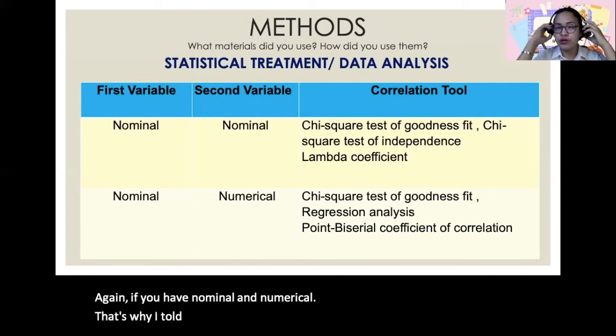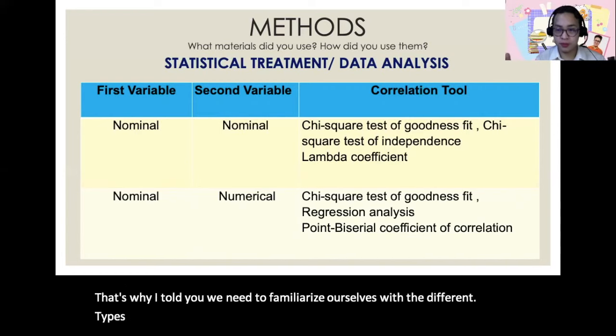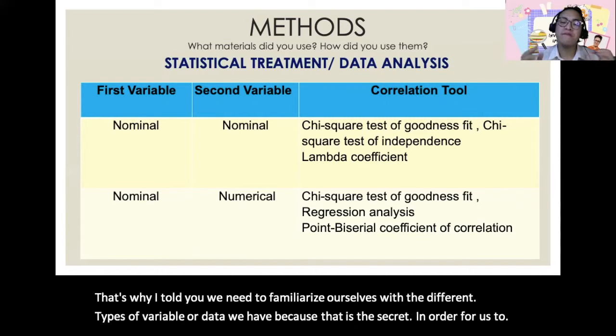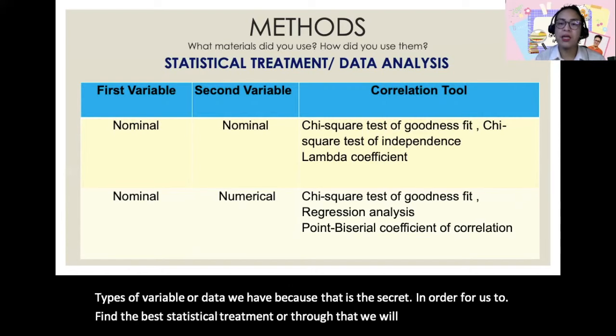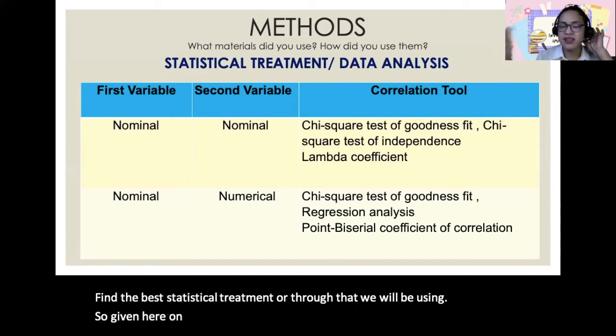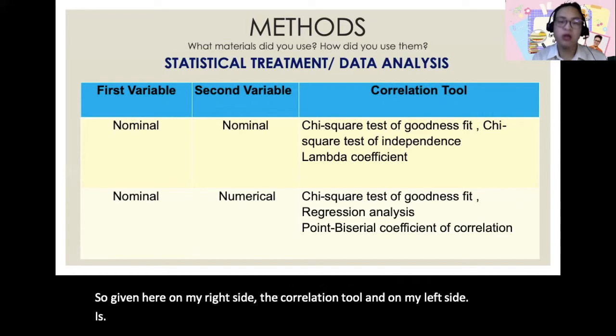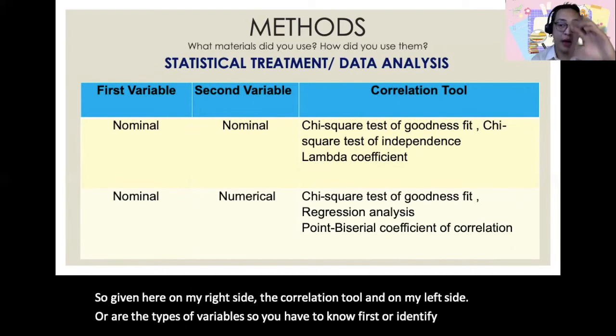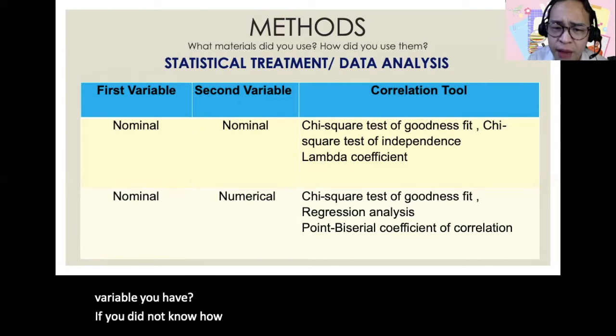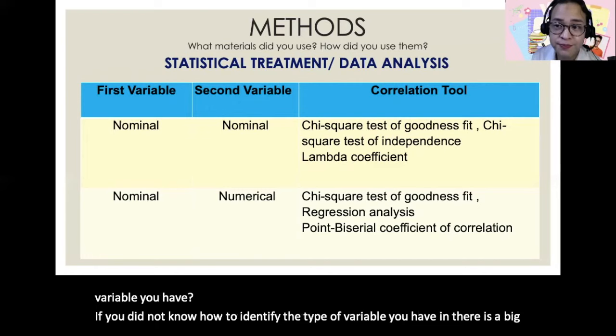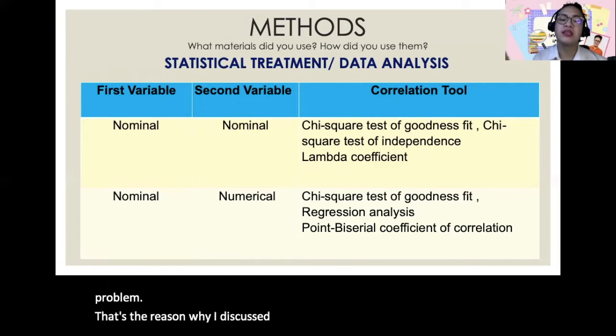That's why I told you we need to familiarize ourselves with the different types of variable or data we have, because that is the secret in order for us to find the best statistical treatment or tool that we will be using. So given here on my right side, the correlation tool, and on my left side are the types of variables. So you have to first identify the type of variable you have. If you do not know how to identify the type of variable you have, then there is a big problem. That's the reason why I discussed first the type of variables.